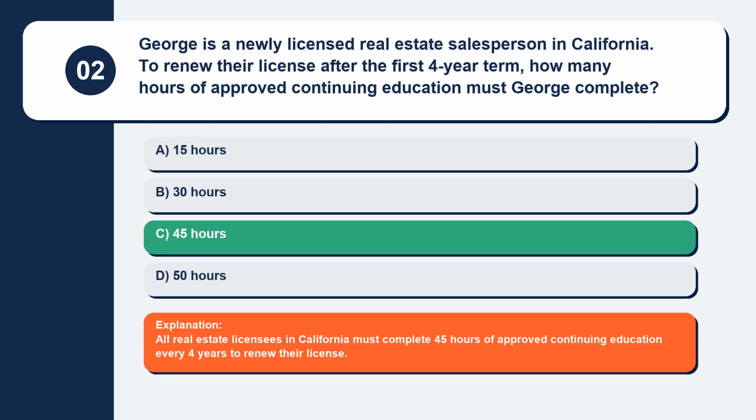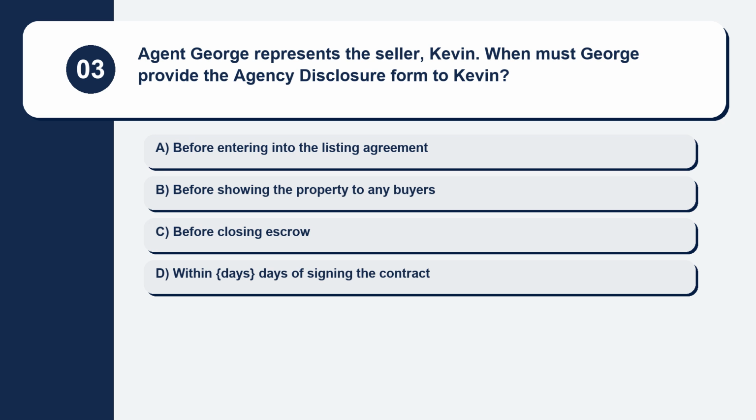Explanation. All real estate licensees in California must complete 45 hours of approved continuing education every 4 years to renew their license. Question 3. Agent George represents the seller, Kevin. When must George provide the agency disclosure form to Kevin?